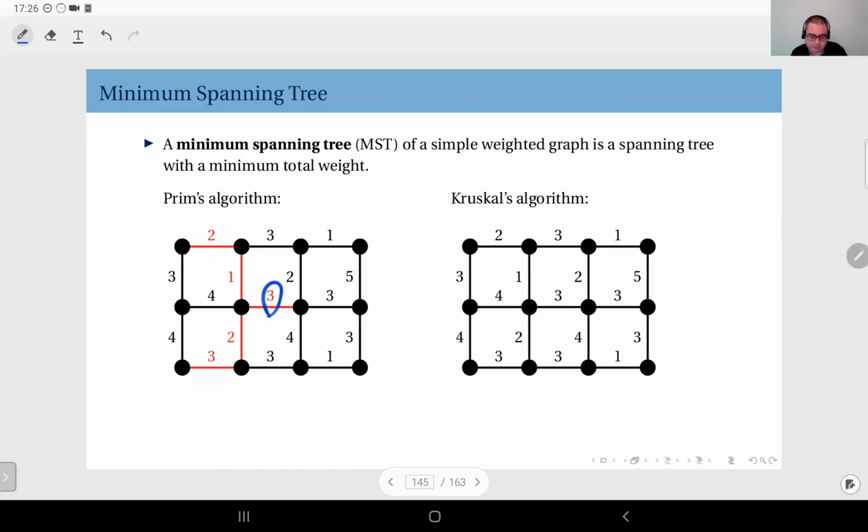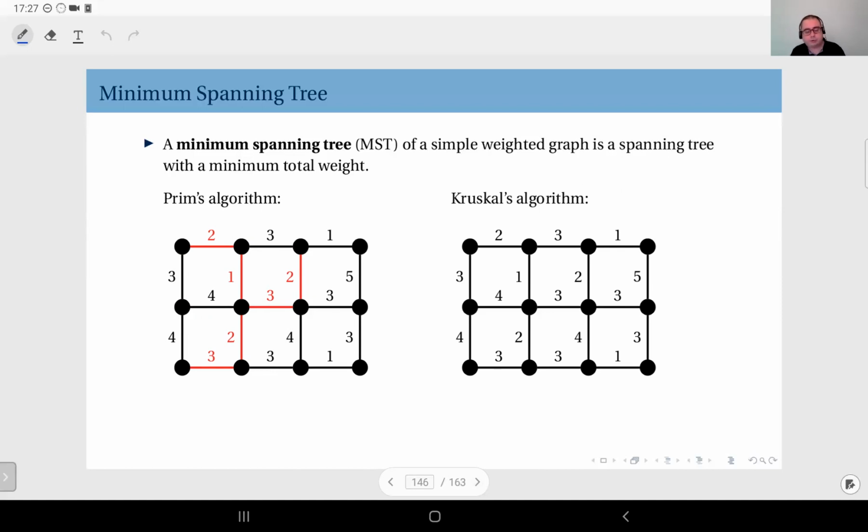Continuing, now I can select this, or this, or this, or this one, or this one, or this one, or this one. Now, when looking at these, I have this 2 as the minimum, so my next addition has to be that one. And again, I'm going to look for the candidates in the next iteration.